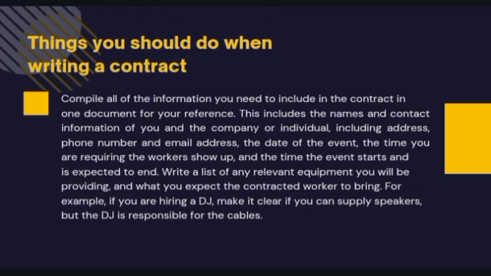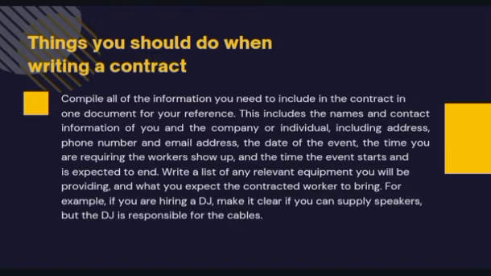Things you should do when writing a contract. Compile all the information you need to include in the contract in one document for your reference. This includes the names and contact information of you and the company or individual, including address, phone number, and email address, the date of the event, the time you are requiring the workers to show up, and the time the event starts and is expected to end.